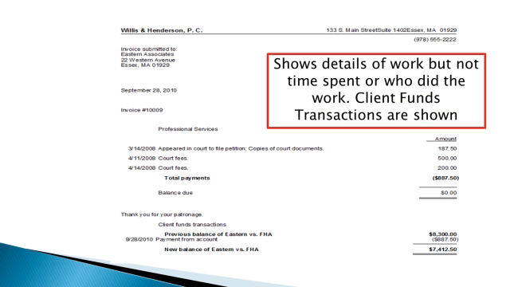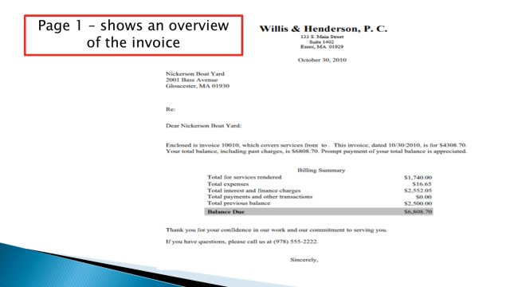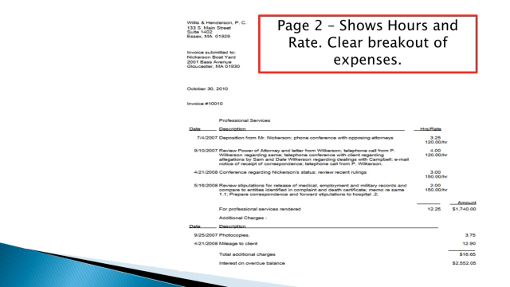This bill shows more detail. The date and work done are shown, and the client funds or trust account activity is shown along with payment activity. Another style of invoice includes a cover page with a summary of the activity on the matter. The following pages show the detail of the work done and the expenses charged.